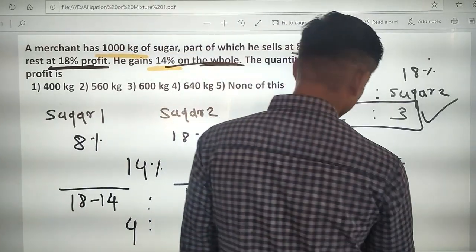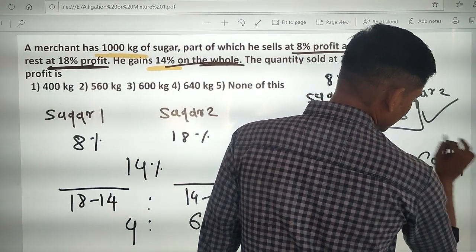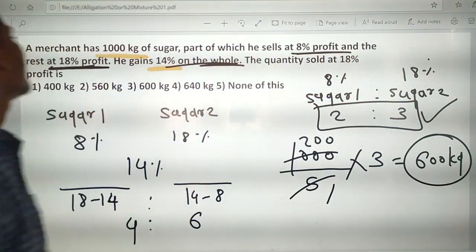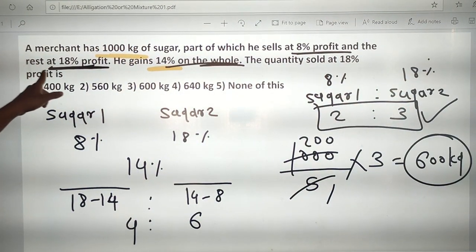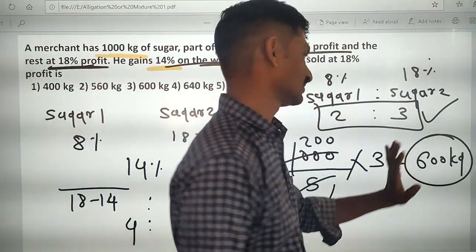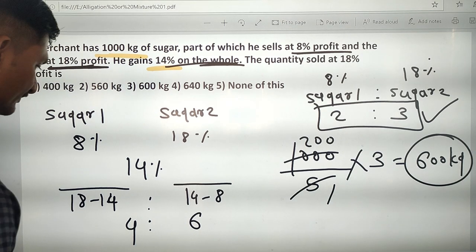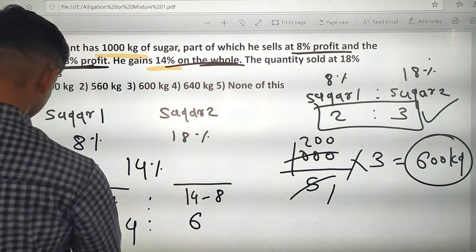200 into 3 is 600 kg. So the 18% profit sugar is 600 kg. Now next.